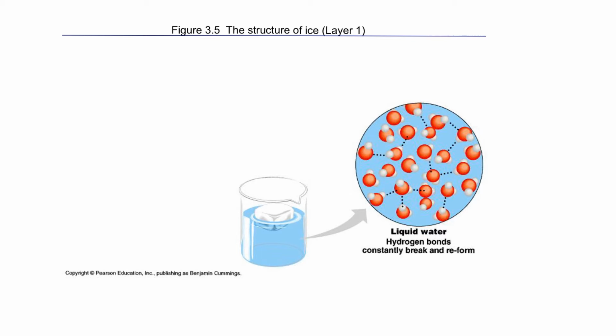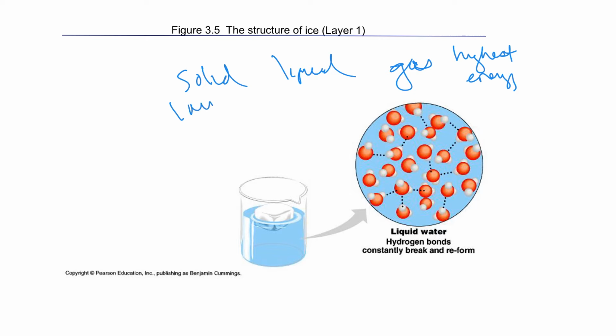So let's look a little bit at the structure of ice versus the structure of water. Water does this really weird thing. You guys know that we have three phases, right? So we have solid, we have liquid, and we have gas. And the kinetic energy is going to be the highest in a gas molecule. The highest energy, they're moving the most. The lowest kinetic energy is going to be in a solid.